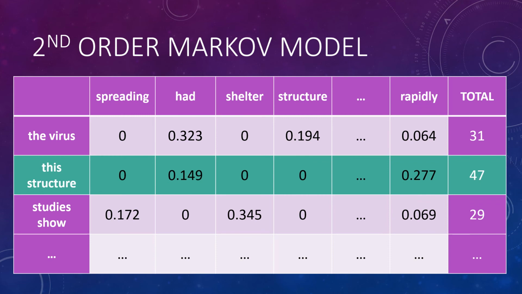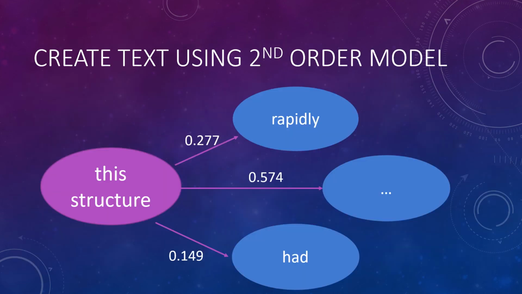Let's visualize this. Here on the left, we have our seed, the words, the structure. From there, we have different options with different likelihoods. We have a 27.7% chance of choosing the word rapidly, a 14.9% chance of choosing the word had, and a 57.4% chance of choosing some other word, which we didn't show in the table.